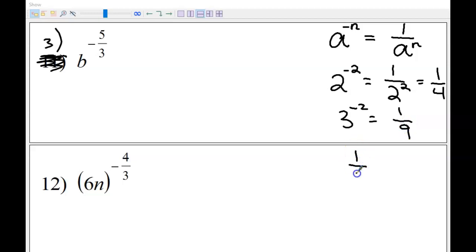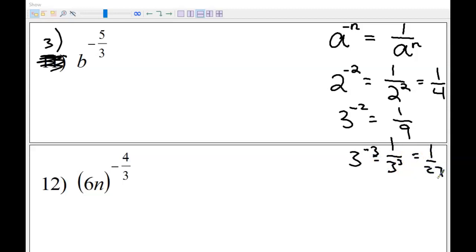Let's do one more. How about 3 to the negative 3? What would that be? You guys good? So 3 to the third. Not negative 27. That's the thing that people mess up on. So 3 to the third, 3 times 3 times 3 is 27, right? So it's going to be 1 over 3 to the third, and 3 times 3 times 3 is 27.